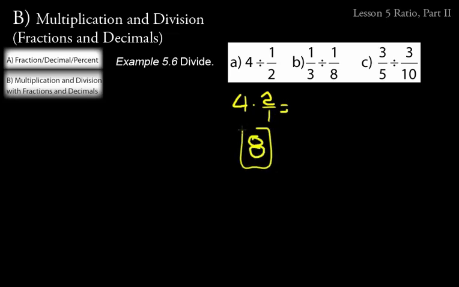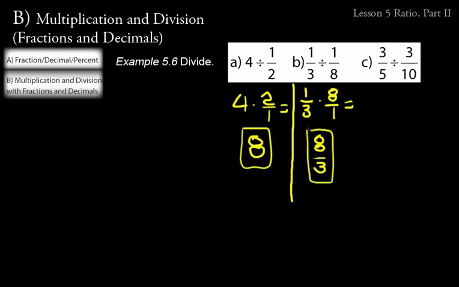We just did 2 divided by half. How many halves can you break 2 into? Well, 4 halves. This is saying how many halves can you break 4 into? Well, 8 halves is the result. Okay, and then B, 1/3 divided by 1/8 is 1/3 times 8 over 1. And so that's equal to 8/3.